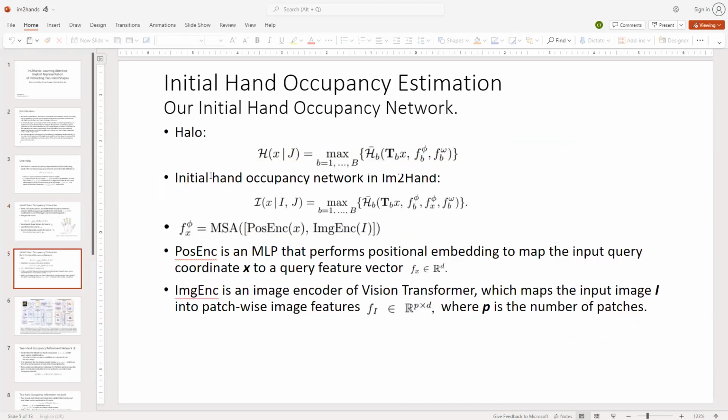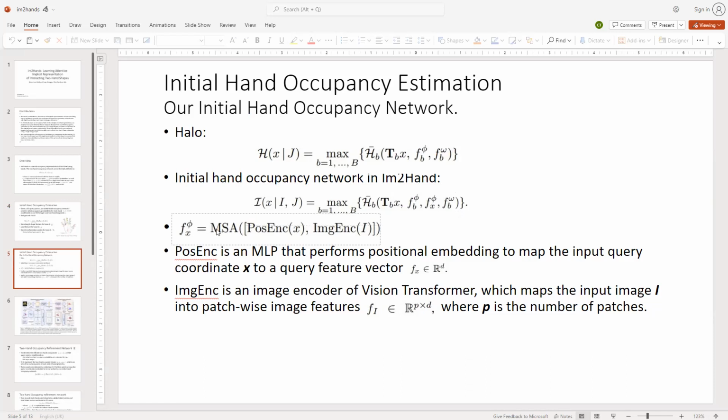So even in this network, the initial hand occupancy estimation is done using the architecture, which is very similar to Halo, except that it takes as an input another feature besides the inputs mentioned in Halo, which would be this f of x, phi. And we'll look into how this is calculated.